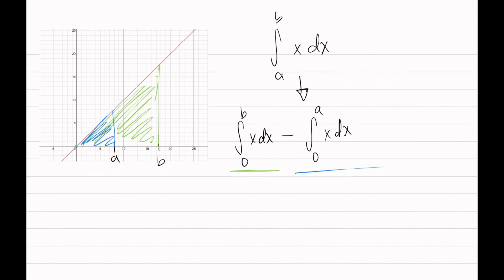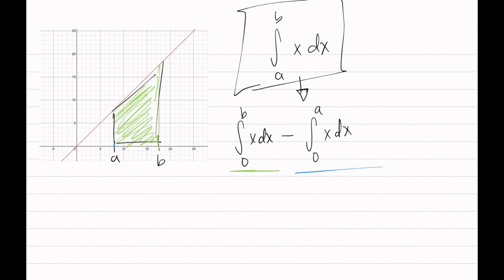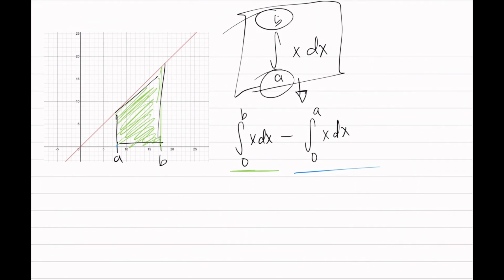And so if you notice, if we take this whole area from 0 to b minus this area from 0 to a, what you're left with is the area from a to b. And that is what the lower limit and upper limit actually mean. They essentially tell you you're taking the area from the lower limit, which is a, to the upper limit, which is b.